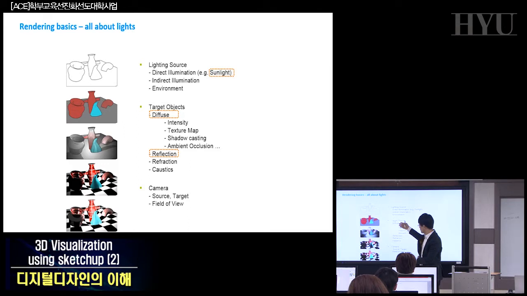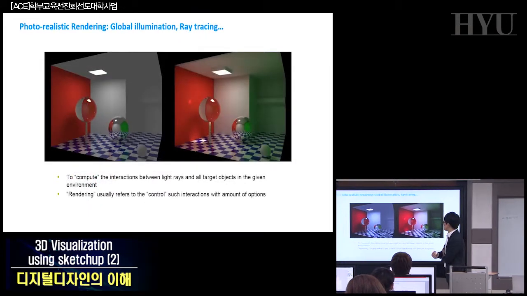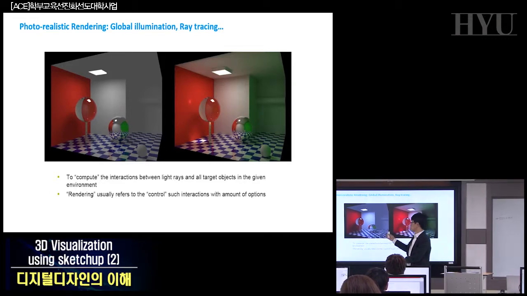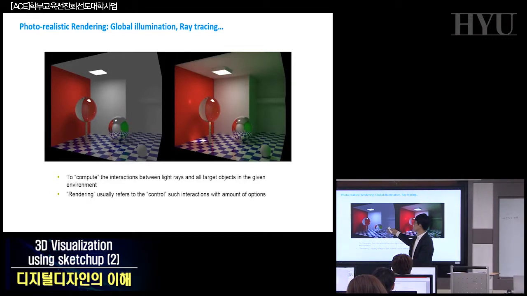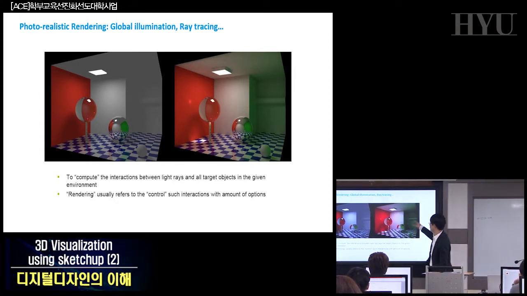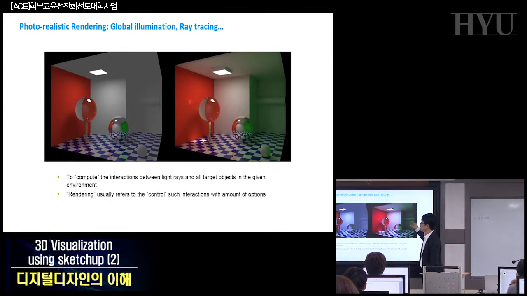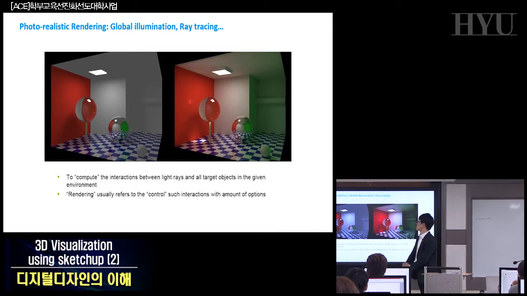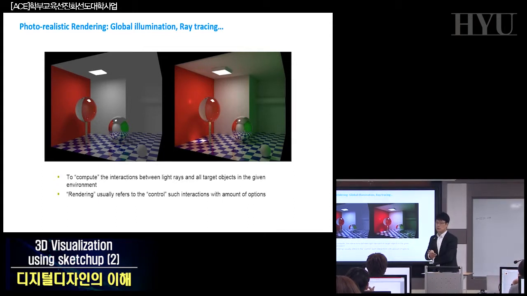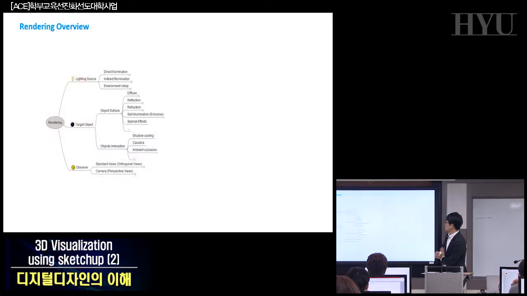It has diffuse, reflection, refraction, and so on. The left one is photorealistic, but this one doesn't have global illumination features, because even though this wall has green color, it's not affected. The green color is going to affect this entire environment thanks to global illumination, the ray-traced rendering feature.